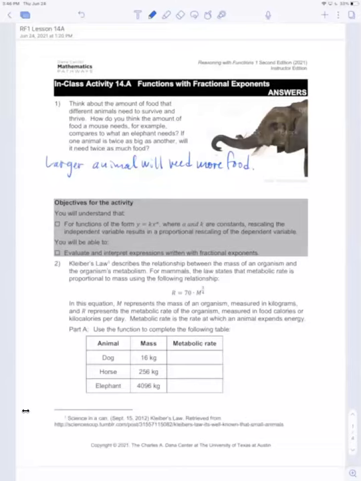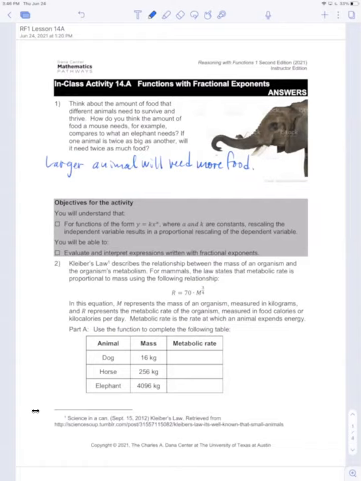Objectives for the activity. You will understand that for functions of the form y equals k times x to the a, where a and k are constants, rescaling the independent variable results in a proportional rescaling of the dependent variable. You will be able to evaluate and interpret expressions written with fractional exponents.